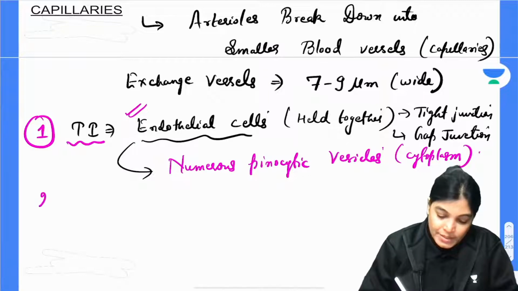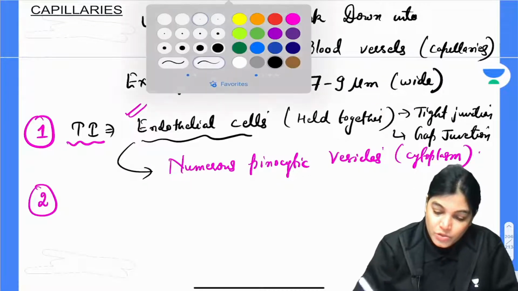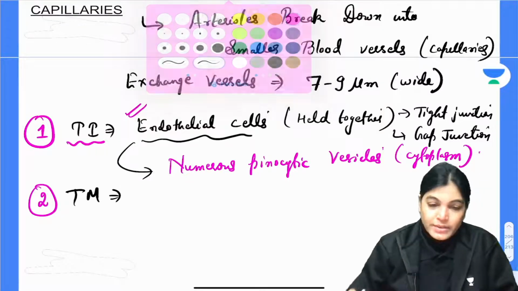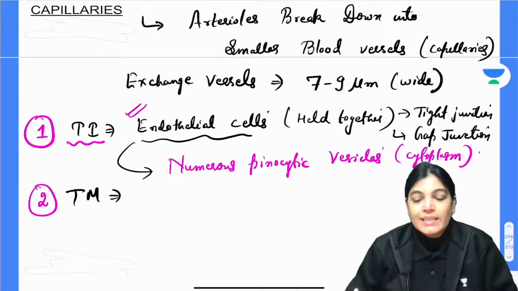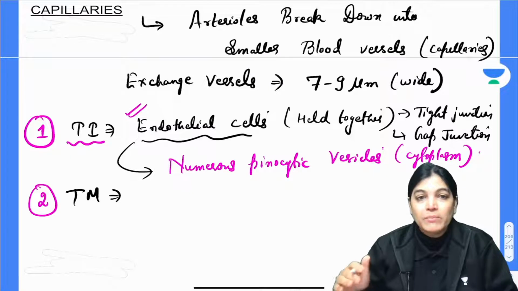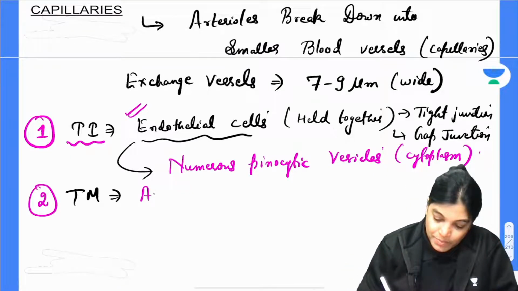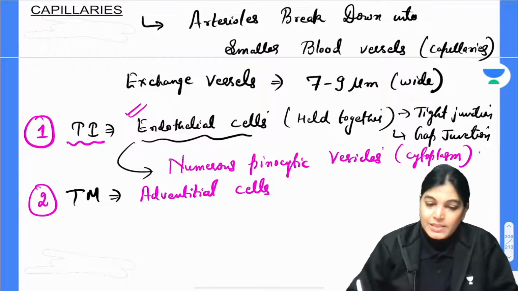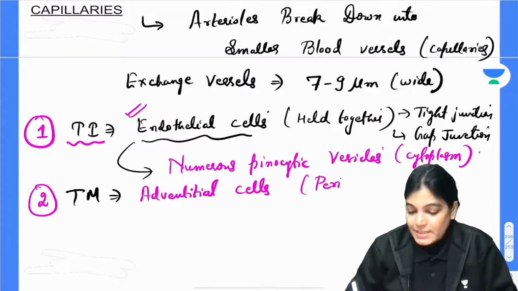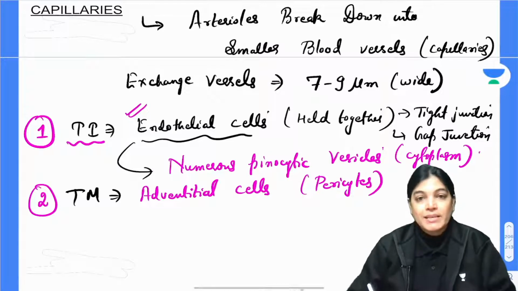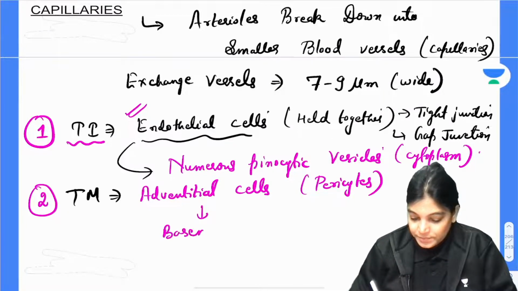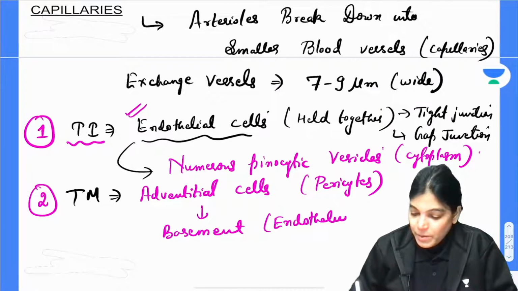Another important point is the second layer, which is called tunica media. Exactly in the tunica intima only, there is an adventitial cell which is seen in the basement membrane of endothelial cells. These adventitial cells are also called pericytes, and these cells are present in the basement membrane of endothelium.